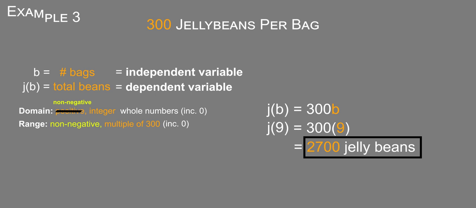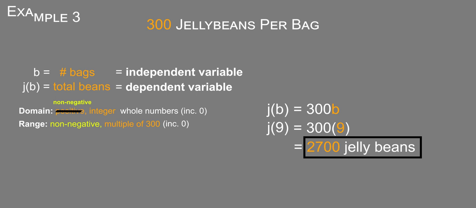So just to recap, I wrote down the information we were given. The independent variable is going to be the input, the number of bags that are purchased. And the dependent variable is going to be J, or the total number of beans, because it depends on how many bags are purchased. We know the domain is going to be whole numbers, including 0, because we can only purchase whole numbers of bags: 0, 1, 2, 3, 4, etc. And we know that the range is going to be 0 and a multiple of 300, because there are 300 beans per bag.